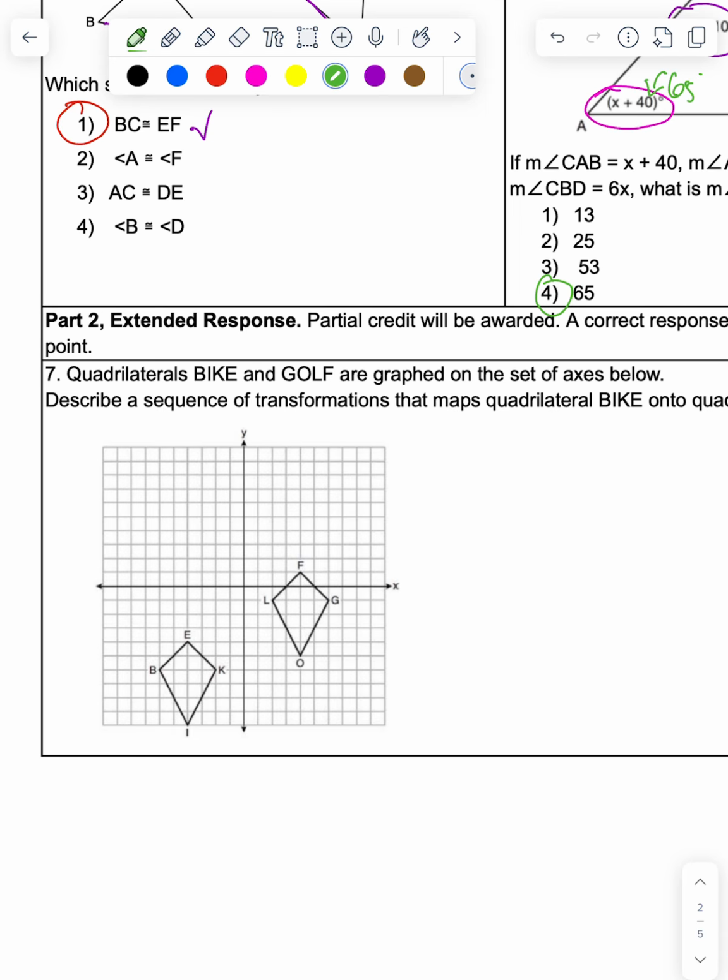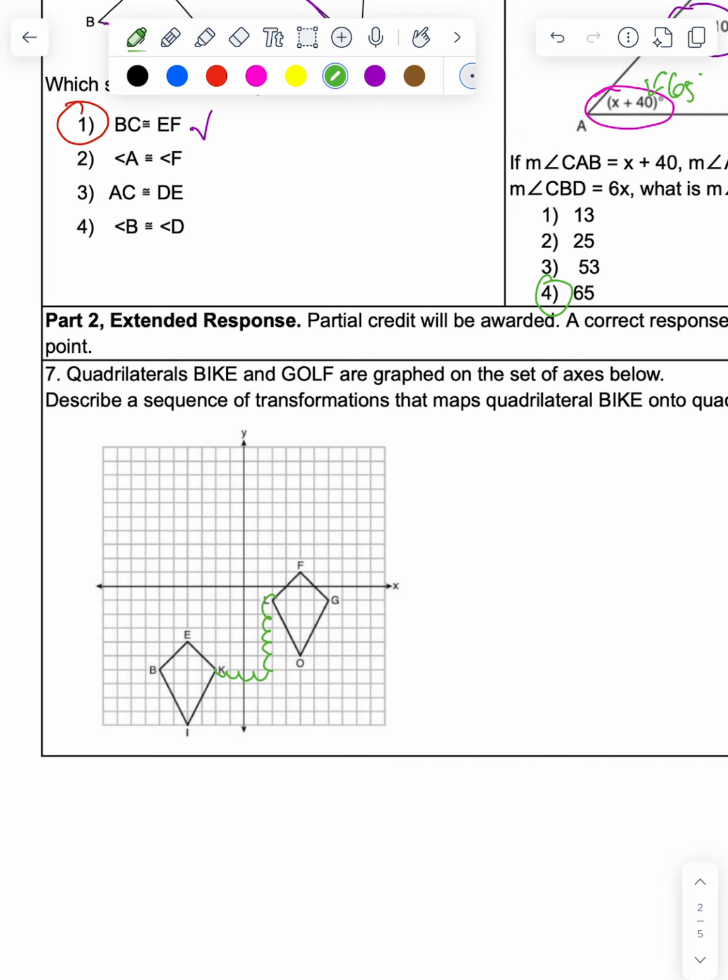For this one over here, the biggest mistake a lot of people made is just translation. A lot of people said translate 4 units to the right and 5 units up. And that's not going to work, because if you translate 4 units to the right and 5 units up, yes, the shapes will match onto each other.